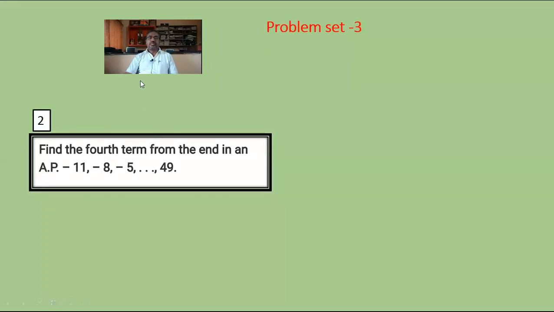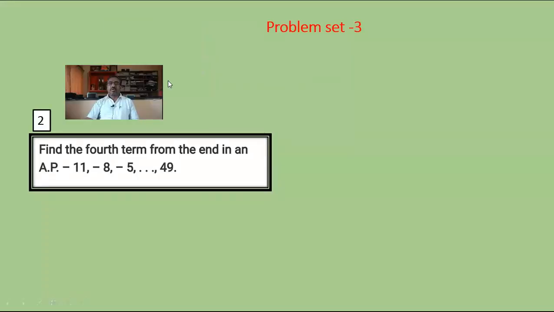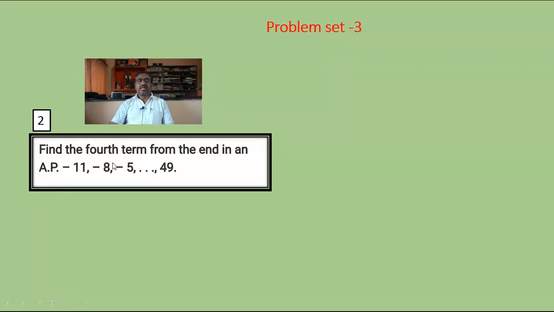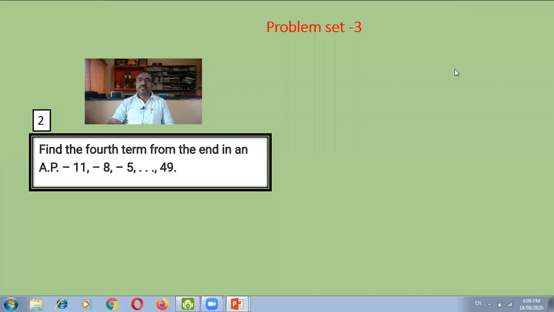Problem number 2 in Problem Set 3. Find the fourth term from the end in an arithmetic progression: minus 11, minus 8, minus 5, dash dash, 49.